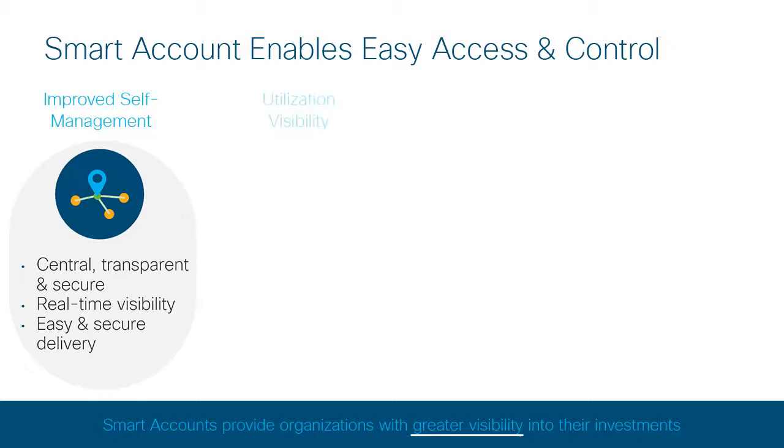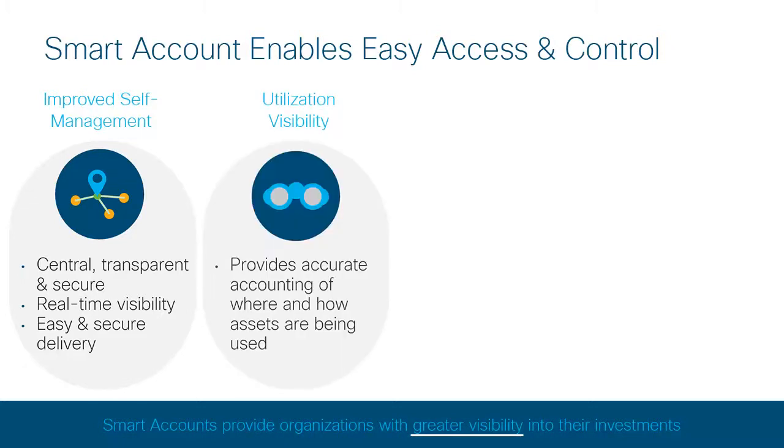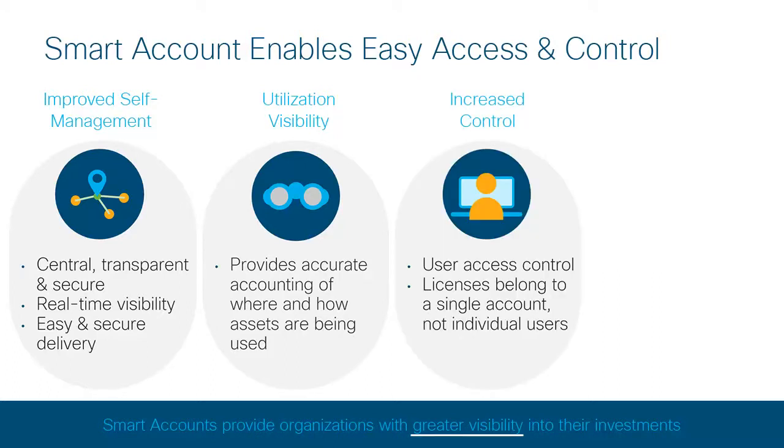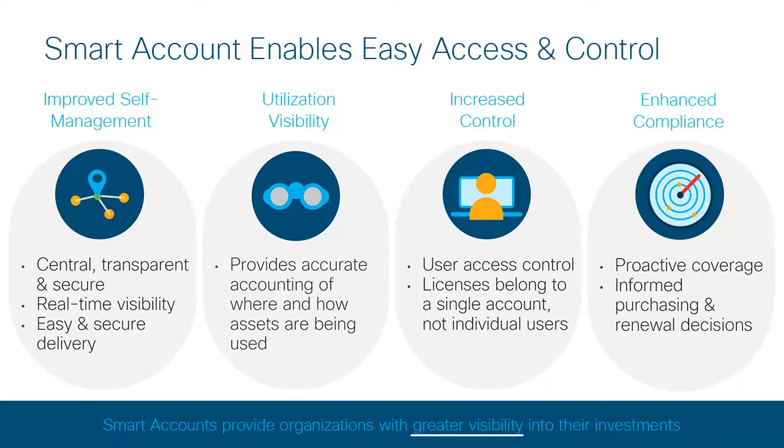Second, utilization visibility. Smart Accounts provide real-time visibility into what I own and use. For example, this can help you know how your licenses are being consumed and by which device. Next, increased control. In the world of PAC, all licenses are assigned to individuals. In the world of Smart Accounts, all licenses and devices are stored in one central location for the entire organization, which helps you control access to these assets. Finally, enhanced compliance. Smart Accounts allow you to adjust access based on the legal and functional needs of your company. It provides full visibility and insights for renewals and new purchases.